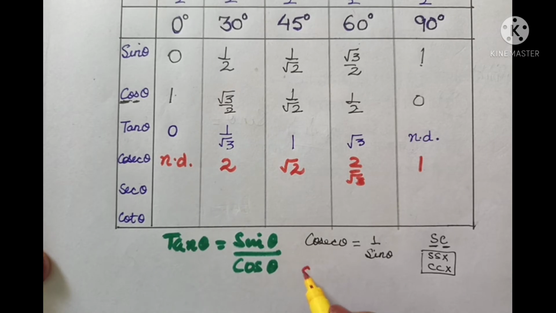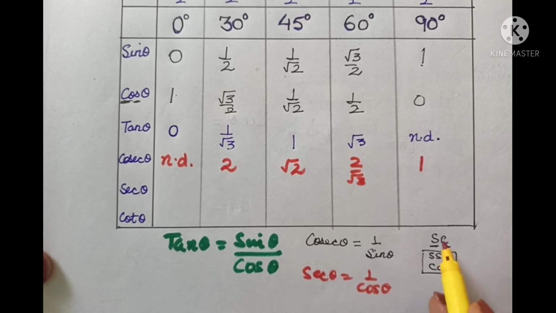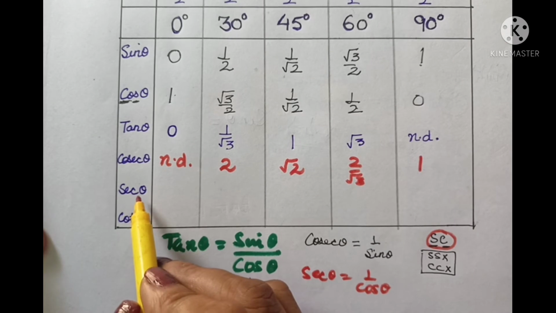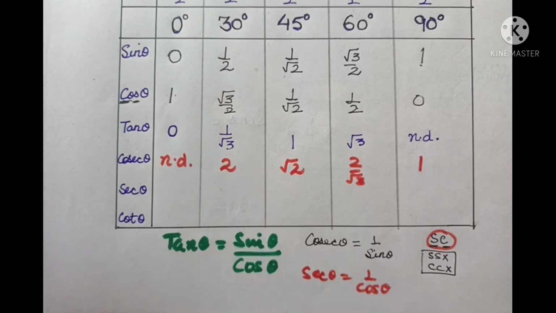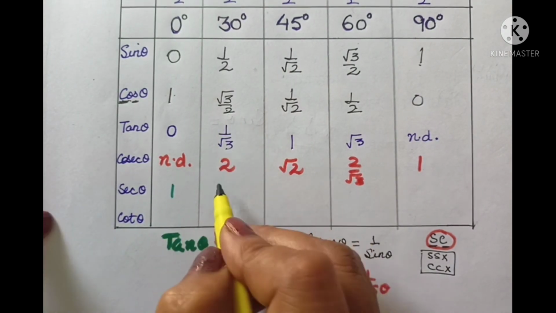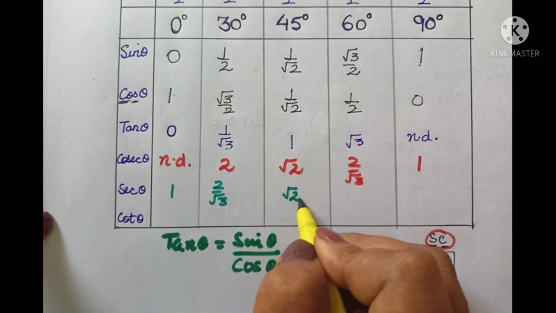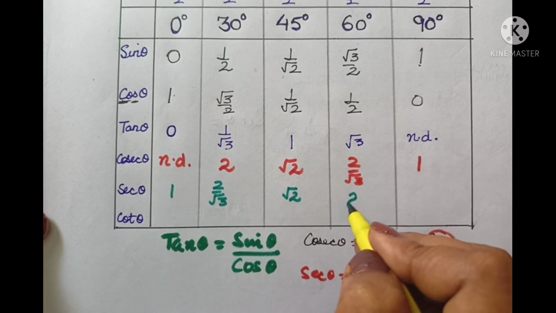Secant, we know that is reciprocal of cos theta. As I told you, the combination of SC is going to happen, not SS and CC. Right? So for secant we take reciprocal of cos. So reciprocal of 1 is going to be 1 itself. Root 3 by 2 reciprocal is 2 by root 3. 1 by root 2 reciprocal is root 2. 1 by 2 reciprocal is 2.